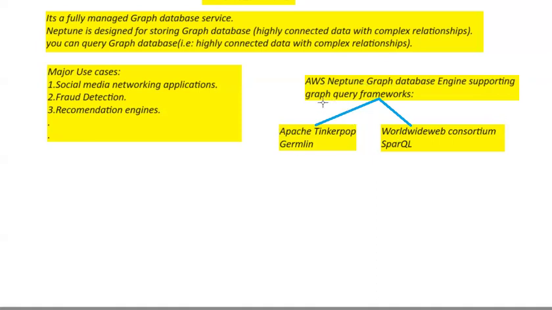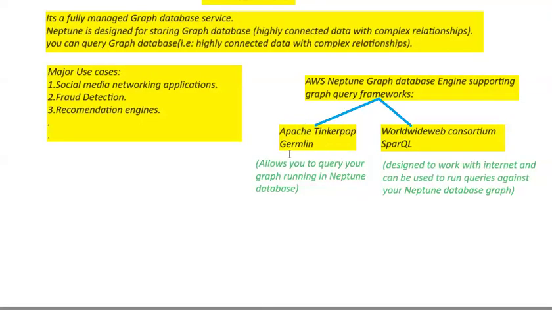Apache TinkerPop Gremlin, and World Wide Web Consortium SPARQL. You can remember them like Gremlin and SPARQL. So these are the two graph query frameworks that the AWS Neptune graph database engine supports. So if anybody asks you what are the graph related database frameworks that AWS Neptune supports, then you need to answer Gremlin and SPARQL.